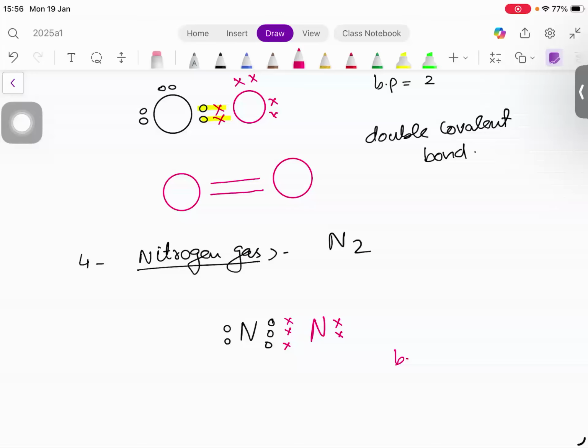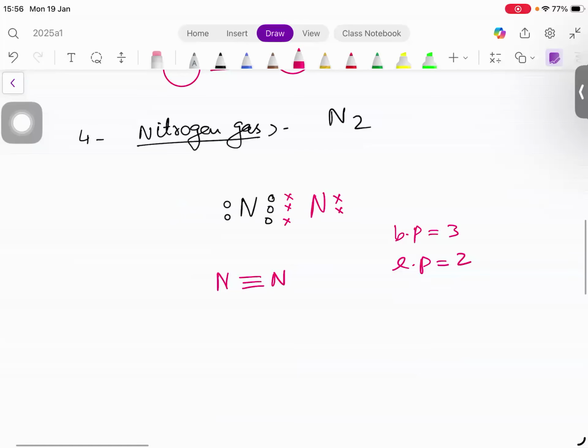How many bond pairs? 3. How many lone pairs? 2 lone pairs. This is N2.